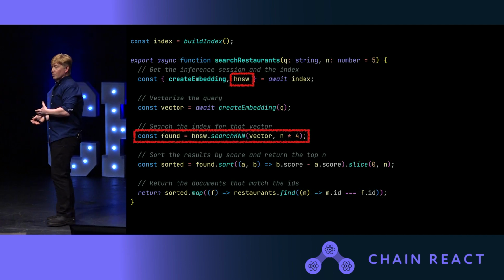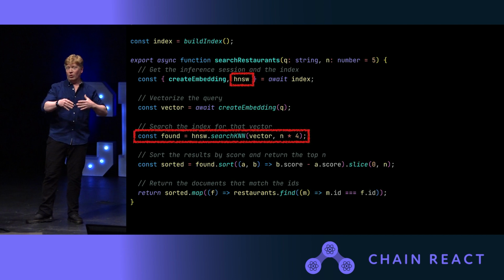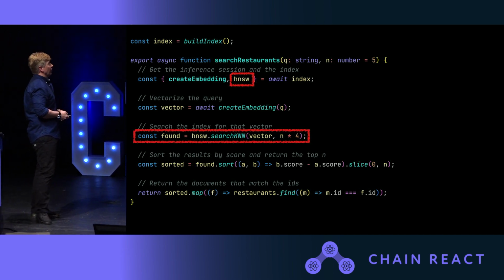So you might get some score variance, like you might get stuff that's actually lower score up higher, and then you want to do a sort to sort that into the right order.